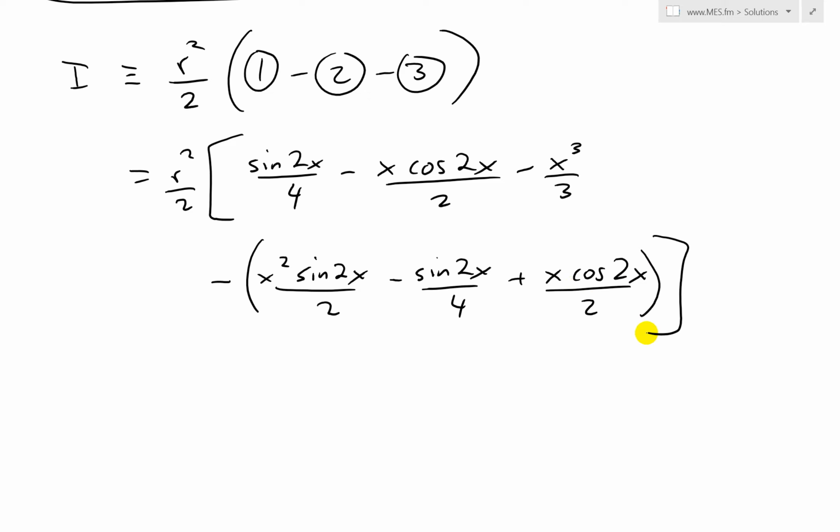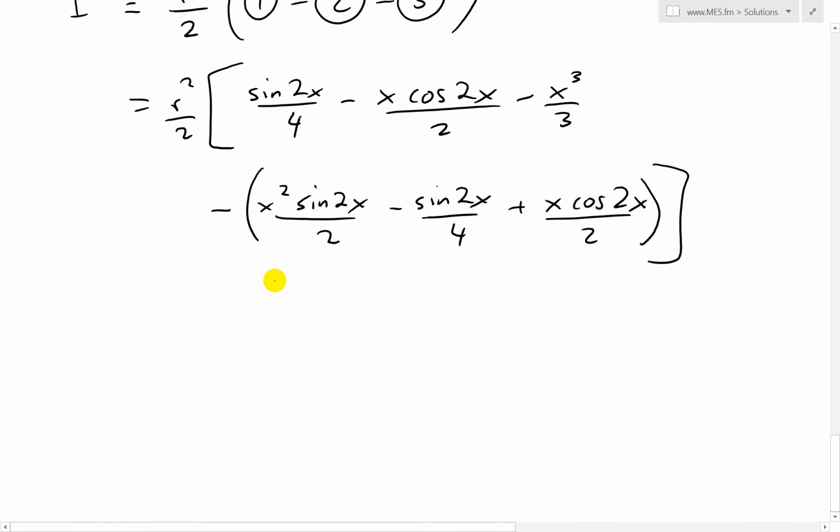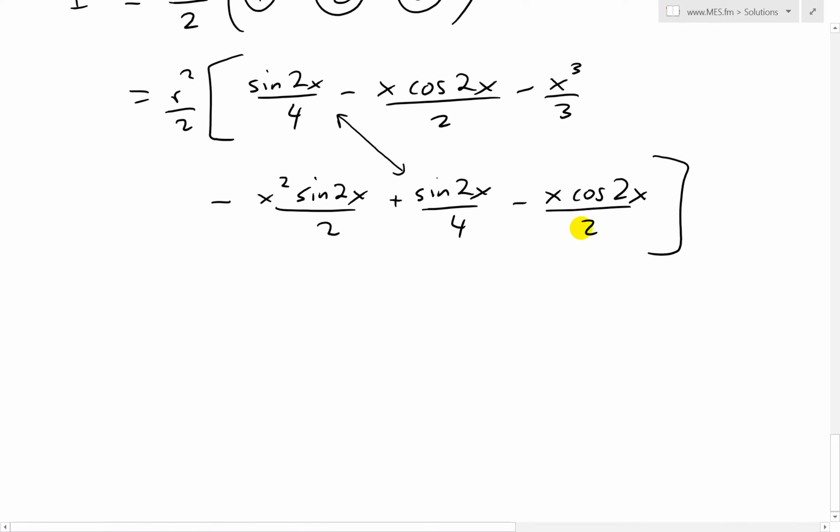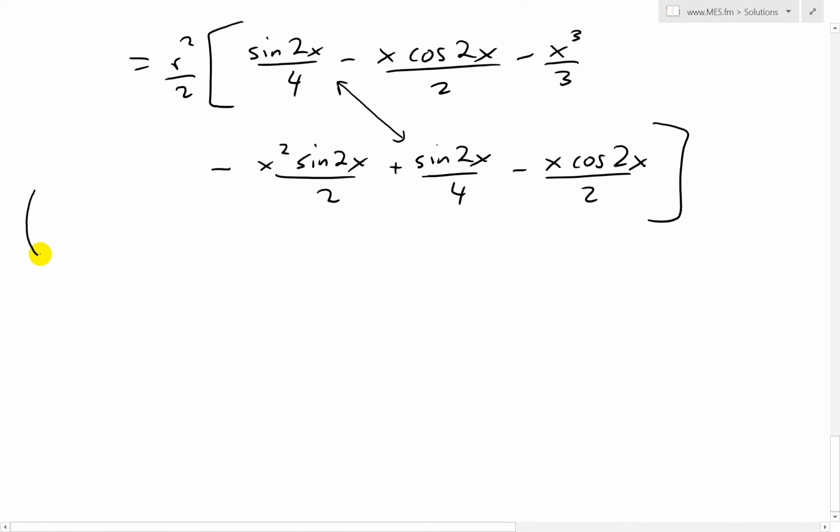Now we have this. And now again, to save time, I'm just going to remove these brackets. That's a negative, this becomes a positive, this becomes a negative when you multiply the negative inside. And this is what we have. Yeah, so then what we have is we can add these ones. These are the exact same. That's sine 2x over 4, sine 2x over 4. So then I'll put this here.